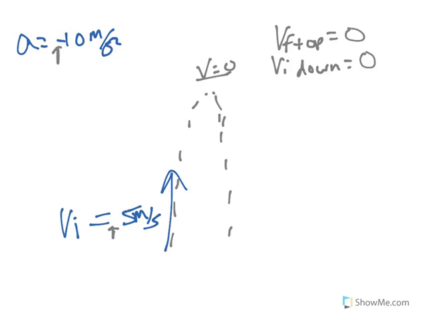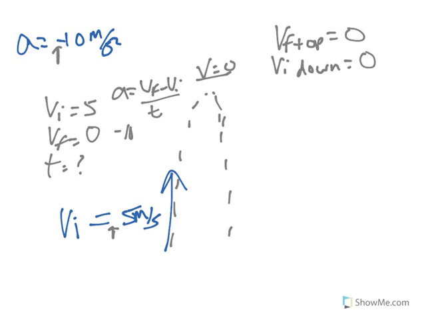So if I wanted to figure out the time in the air, I could say, all right, VI is equal to 5 meters per second, VF is 0, and I could solve for time, because A is equal to negative 10 meters per second squared. So here we go. We could do this real quickly. A equals VF minus VI over T. So we'd get negative 10 equals 0 minus 5 over T, and T would equal 0.5 seconds. Okay, so there you go. That's how you would solve for it if you count the top as the final velocity.